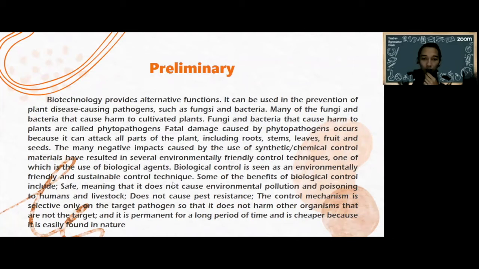Some of the benefits of biological control include being safe, meaning that it does not cause environmental pollution and is not poisonous to humans and livestock. It does not cause pest resistance. The control mechanism is selective only on the target pathogen, so that it does not harm other organisms that are not targeted. And it is permanent for a long period of time and is cheaper because it is easily found in nature.